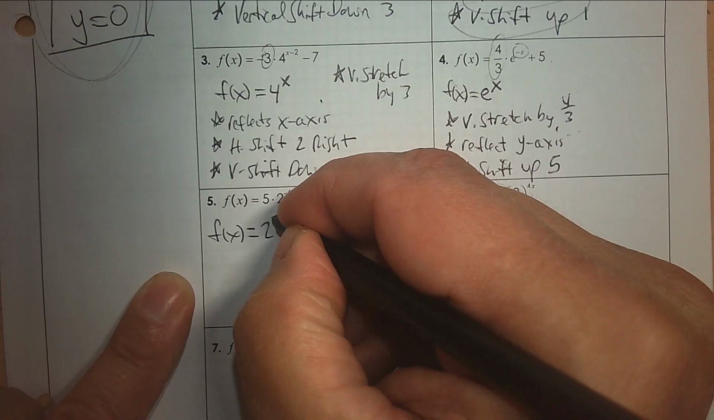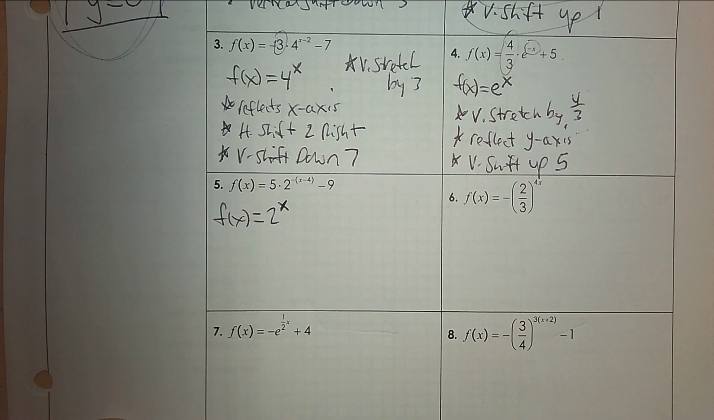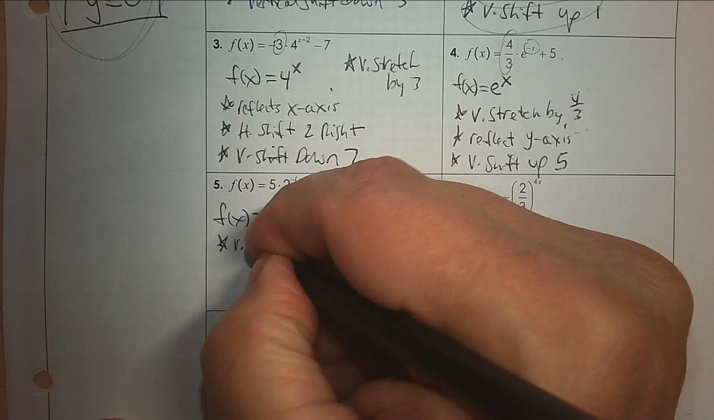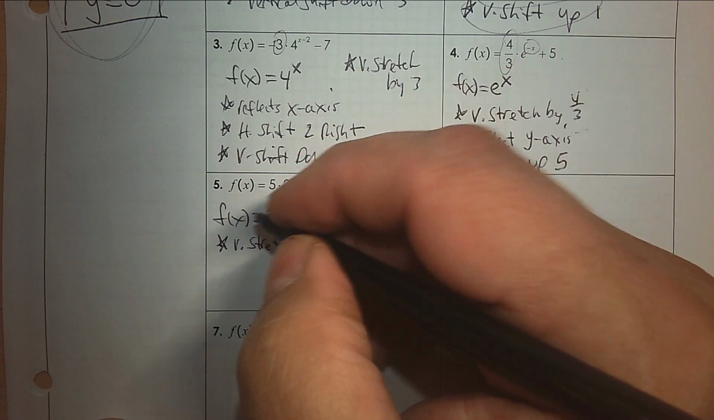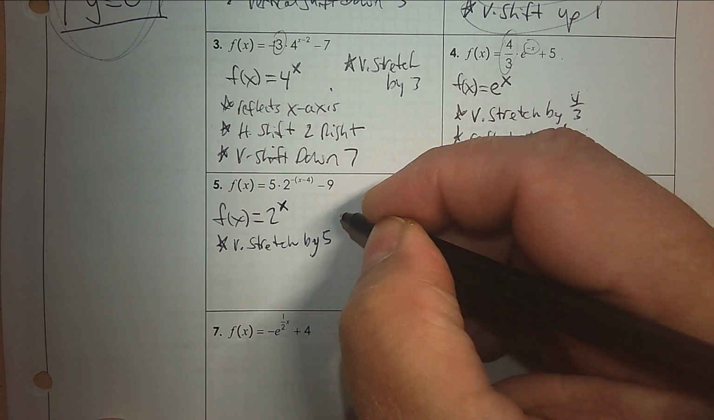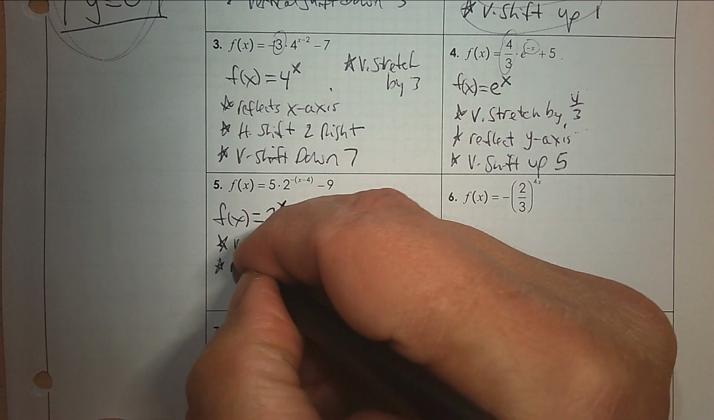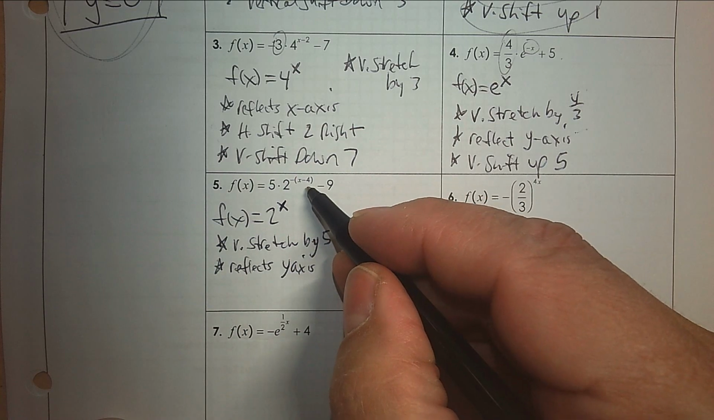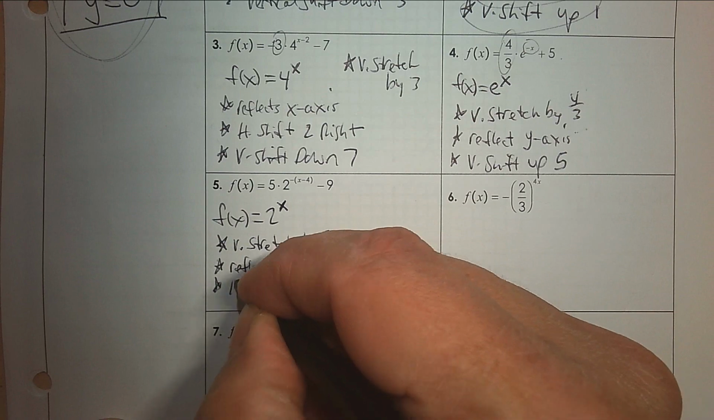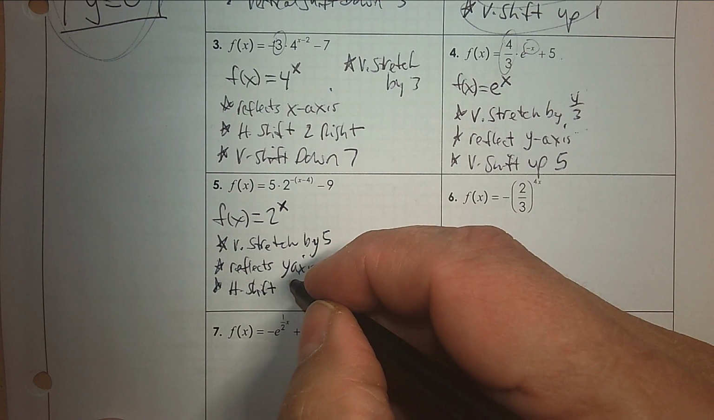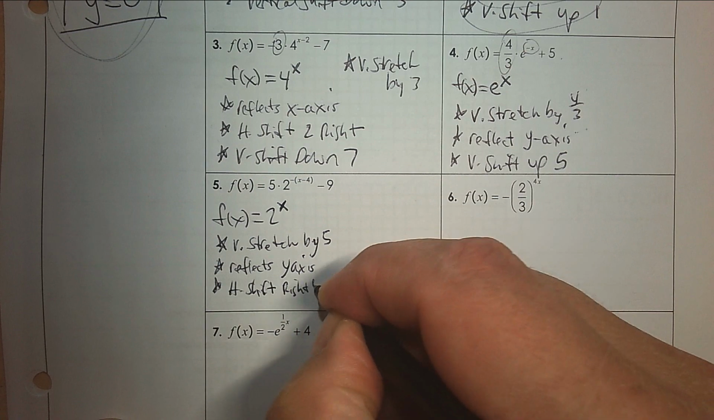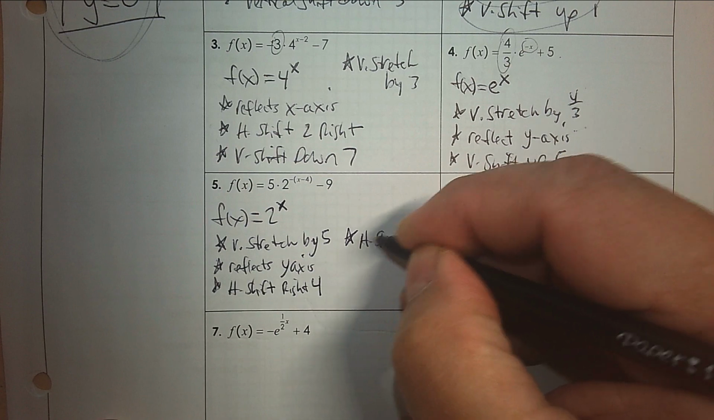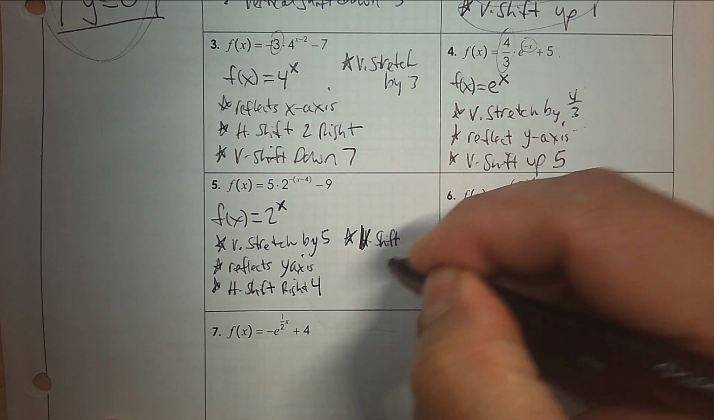All right, number 5. What's the base? So it's 2 to the x. The 5 is a vertical stretch. How about the negative in the exponent? That's a reflection. And which axis? How about the subtract 4? That's a horizontal shift, and it's going to the right 4. And one more: the negative 9 is a vertical shift down 9.